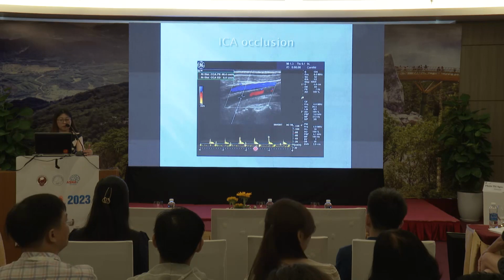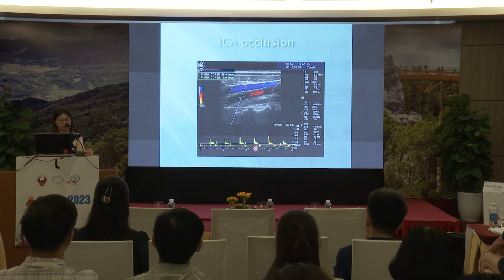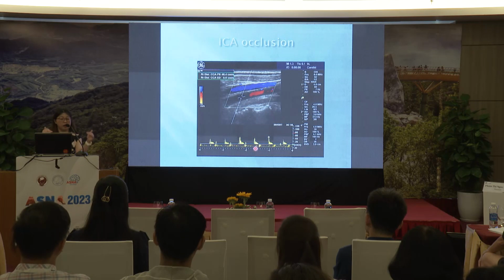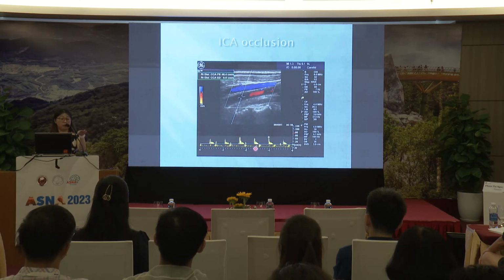Okay, and by using the ultrasound power Doppler, we can see quite a high resistance flow. This is clearly ICA occlusion, but it could be intracranial ICA occlusion, because like I said, if you see high resistance flow, usually the occlusion is just in front of you. But if you see a dampened or blunted waveform, the occlusion is behind you.